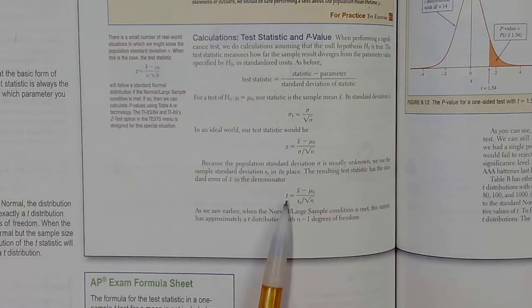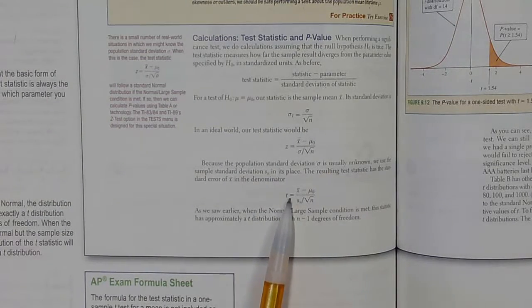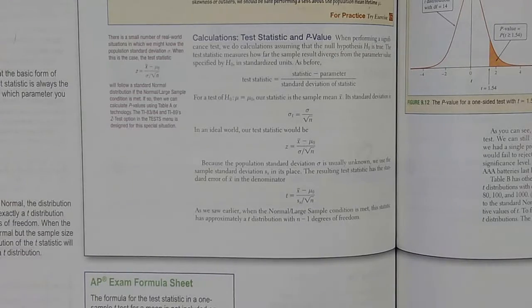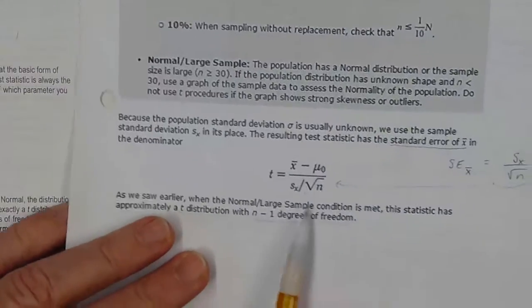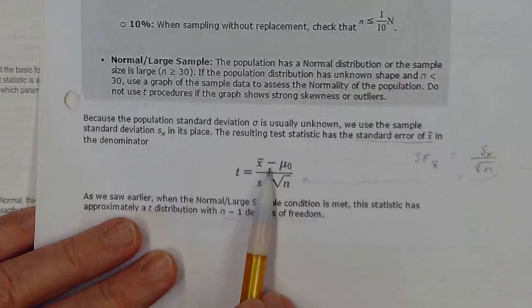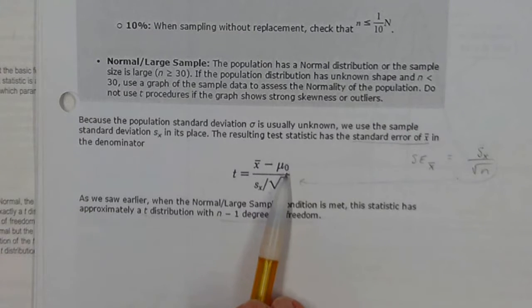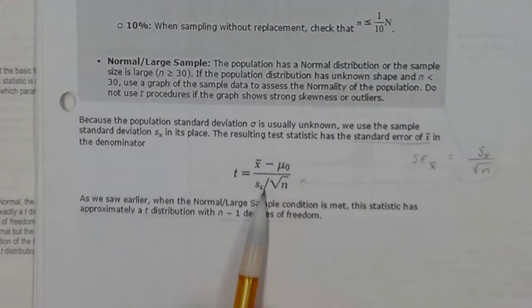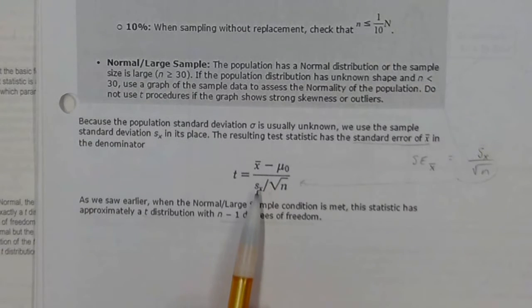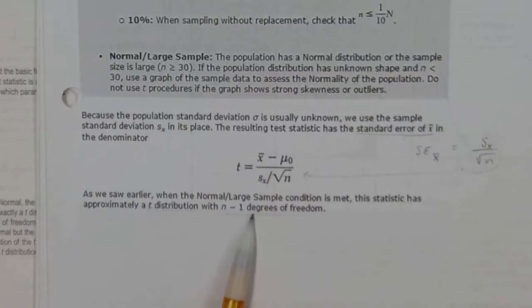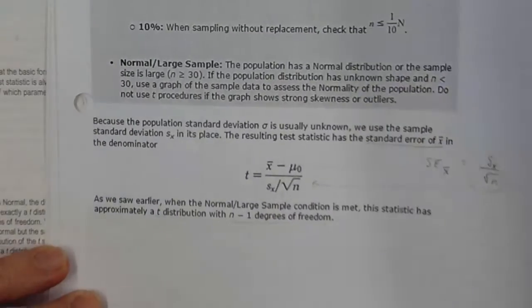So here's how we're going to get our test statistic for these means. This is in your notes too, on the first page. Your test statistic will be the sample mean minus the parameter, that'll be the null hypothesis mean, over the standard error. We don't have the population standard deviation, so we're using a t distribution with n minus 1 degrees of freedom.